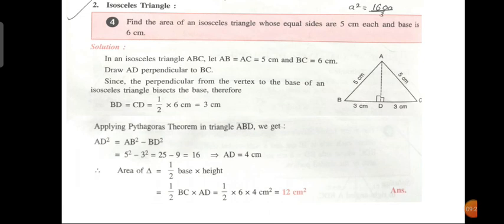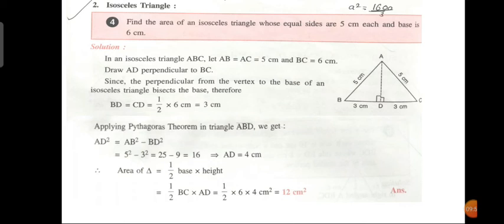And next is the isosceles triangle. The next type of triangle is the isosceles triangle. How will you find the area? By using a question: find the area of an isosceles triangle whose equal sides are 5 centimeter each and base is 6 centimeter. What is the specialty of an isosceles triangle? Yes, two sides are equal. So here the two sides are 5 centimeter each and the base is 6 centimeter.